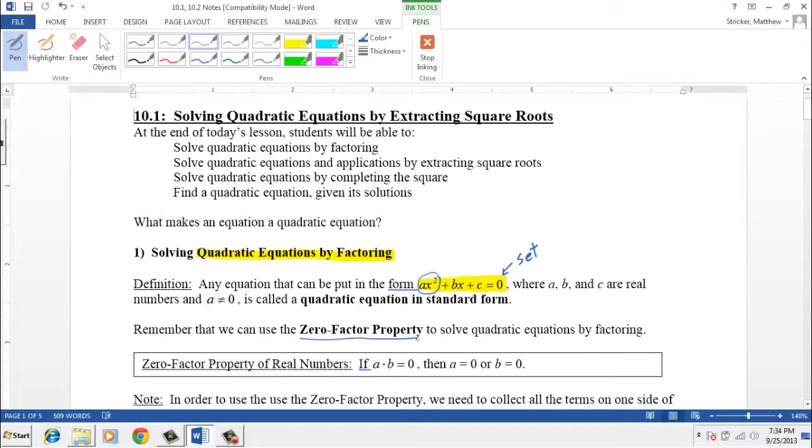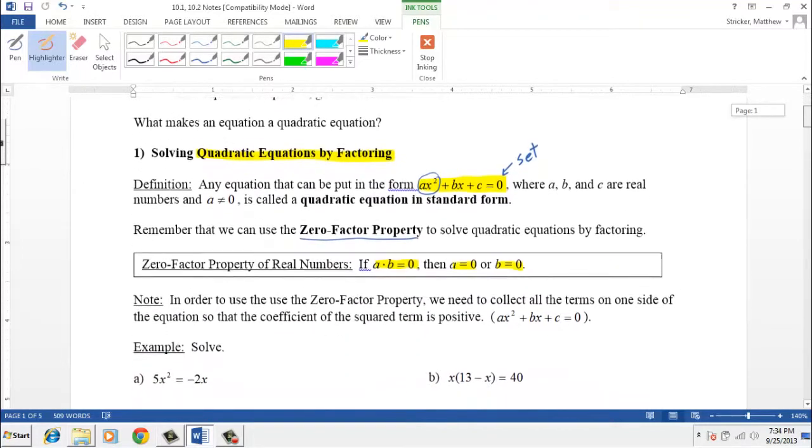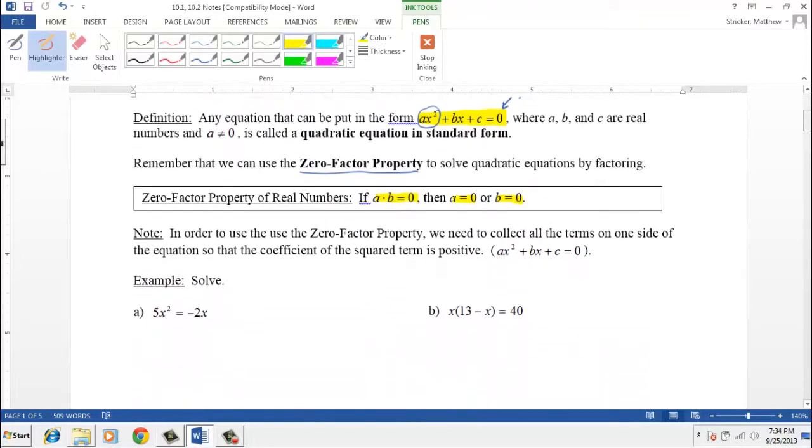And just to remind you what that says: if you take a product, a times b, and it's equal to 0, then that means the first factor has to be equal to 0, or the second factor has to be 0. Very simple idea, yet very powerful when solving quadratic equations. And just a reminder that, like I said earlier, when we want to solve a quadratic equation using the zero factor property, we have to have it in the equal to 0 form.